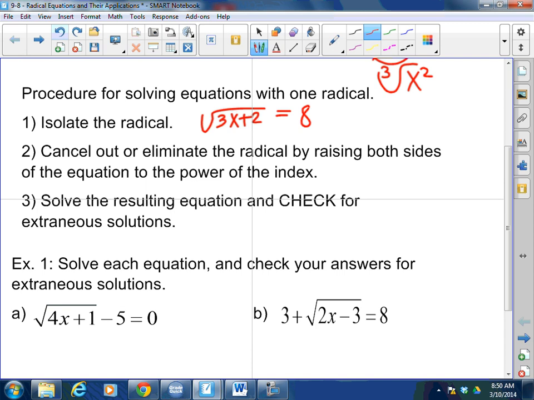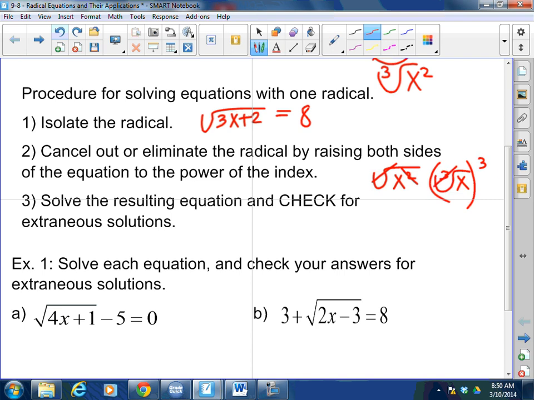Number 2, cancel out or eliminate the radical by raising both sides of the equation to the power of the index. Remember, this is something we've learned already as well. If I have a square root of x squared, the power of 2 cancels out that radical. What do I have to raise something that's in a cube root? I raise it to the 3rd power.